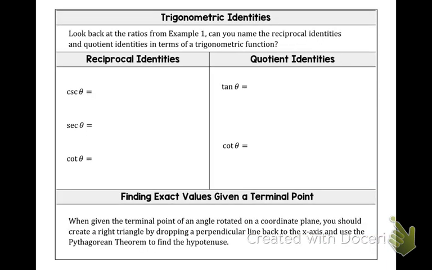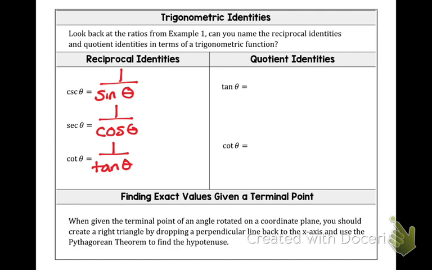Okay, so now, if we look back at our ratios from example 1, can you name the reciprocal identities and quotient identities in terms of the trigonometric function? Our reciprocal identities are 1 over the sine of theta for cosecant. Secant is 1 over the cosine of theta. Cotangent is 1 over the tangent of theta.